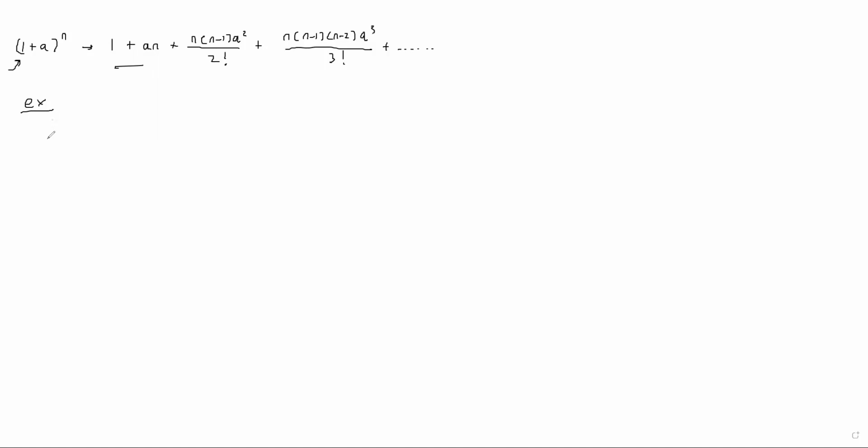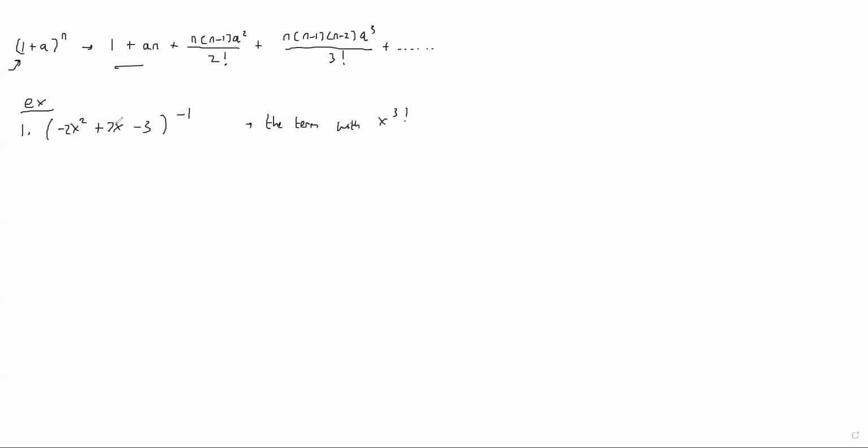Let's say that I have minus x squared plus 7x minus 3, and then minus 2x squared plus 3 to the power of minus 1, for example. So let's say I want to find out the term with x cubed. I want to find out the term with the x cubed. So how do we actually do this question right here?